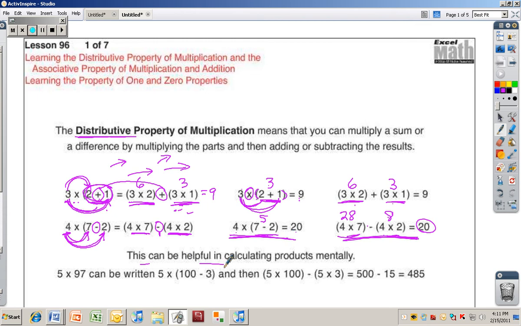This can be helpful in calculating products mentally. 5 times 97 can be written as 5 times 100 minus 3, and then 5 times 100 minus 5 times 3. So 500 minus 15 is equal to 485. And this is just showing you that there's a way to do that inside your head. If you want to stop and think about that, look at it again, that might be a good idea. In fact, if you want to stop and look at this whole part of the video again, it might be a good idea. The rest of the lesson is going to be pretty easy.